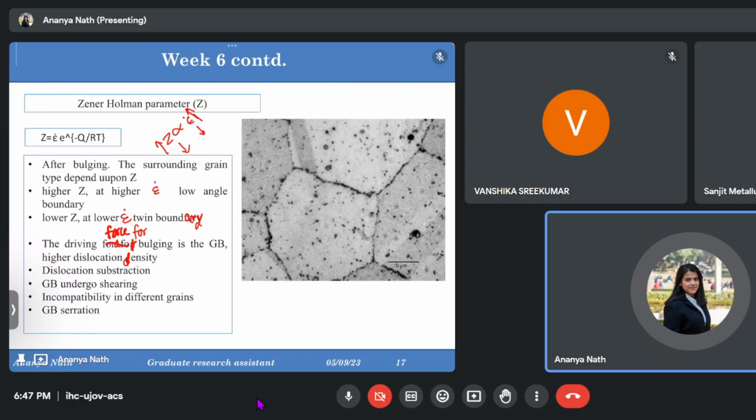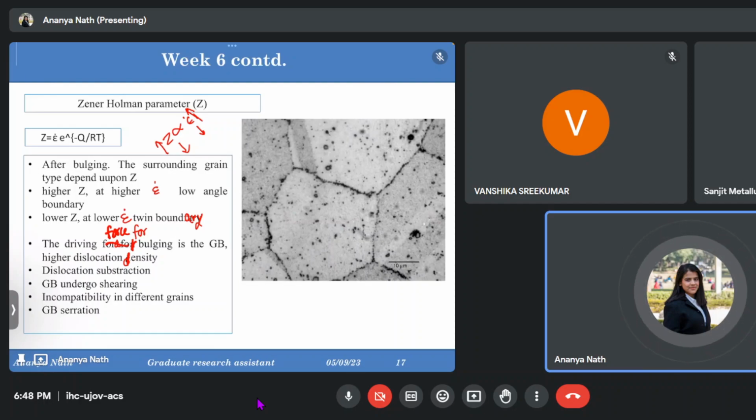Dislocation subtraction may happen obviously if they are of opposite sign. They may get a continuous line as a result and subtraction will happen. Also, they are arranged at the grain boundaries, so they can get divided into separate grain boundaries. The density may change a little bit, but that's not that important. But the grain boundary is undergoing some shearing.